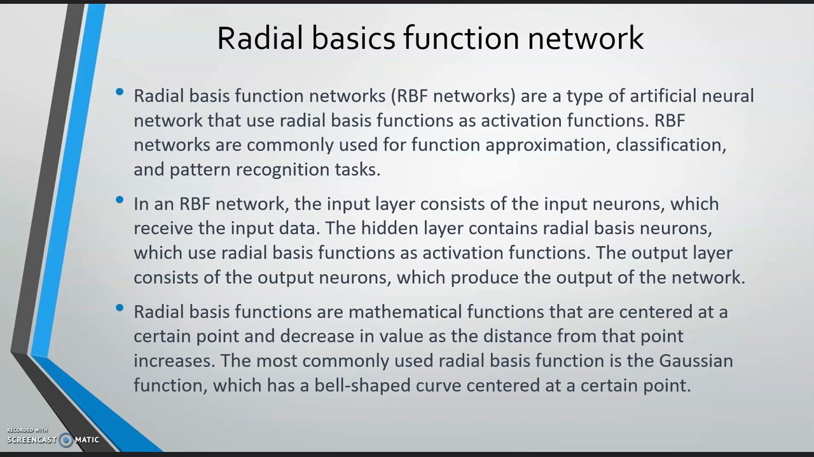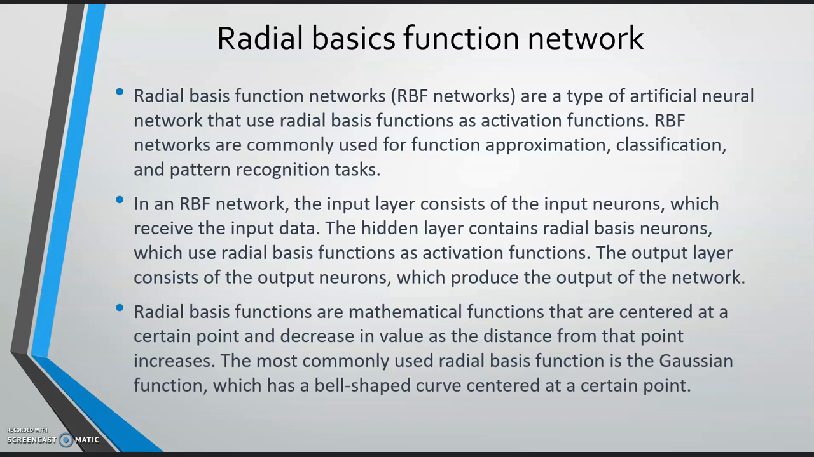Radial Basis Function Network. Radial Basis Function Networks are a type of artificial neural network that use radial basis functions as activation functions. RBF networks are commonly used for function approximation, classification, and pattern recognition tasks. In an RBF network, the input layer consists of the input neurons which receive the input data. The hidden layer contains radial basis neurons which use radial basis functions as activation functions. The output layer consists of the output neurons which produce the output of the network.